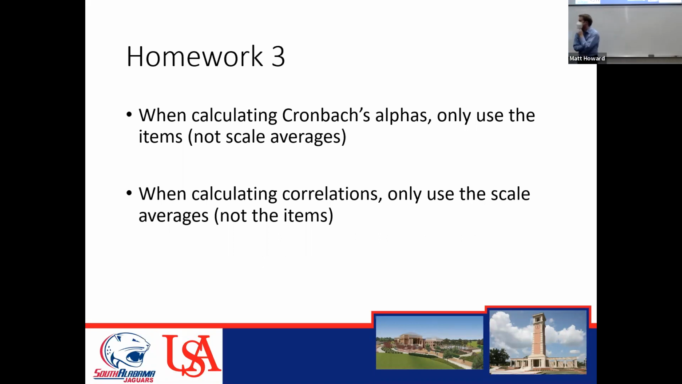Anyways, when calculating Cronbach's alphas, you only use the items, so do not include the scale averages when you're calculating Cronbach's alpha. And when calculating correlations, only use the scale averages, don't use the items. So very simple, very straightforward. And hopefully you got it now. And if not, you'll send me an email and I'll send you a link to this video and you'll watch it right now. Any questions about homework 3 or comments about homework 3?